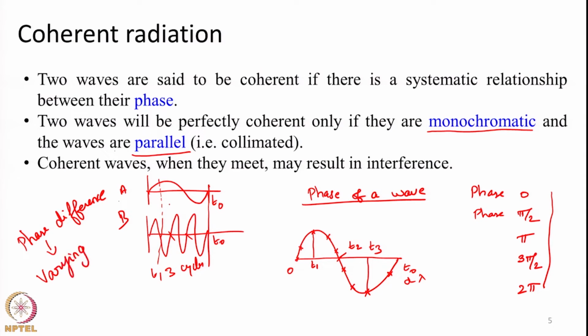So, unless these waves are monochromatic, that is, they travel with the same wavelength or frequency, they cannot be perfectly coherent. This is one thing. And the second thing is the wave should be collimated. So, what exactly is collimated? They should travel parallel to each other, or they should have the same path length. Let us say this is point A, this is point B. Two waves are starting from point A with a wavelength lambda, and one wave is travelling directly to point B.